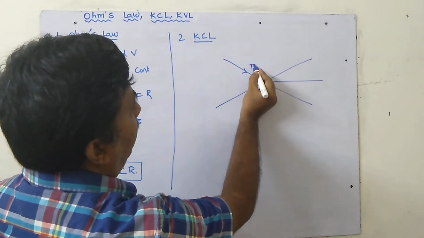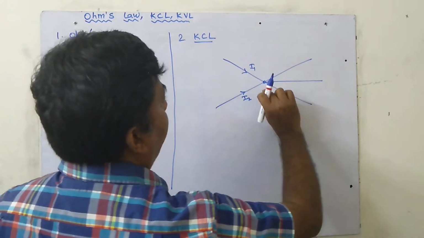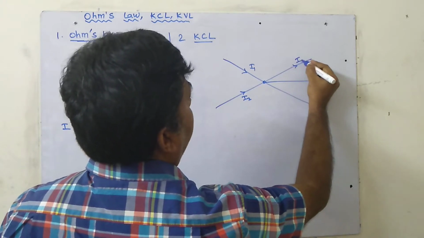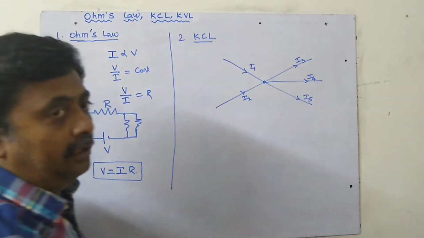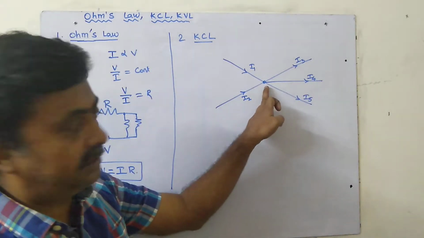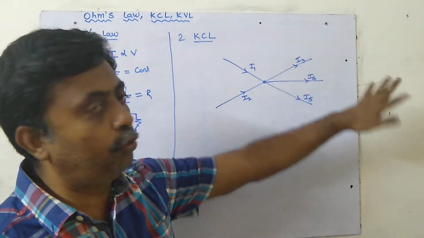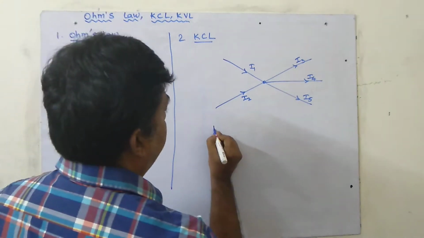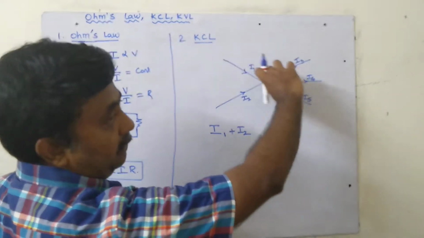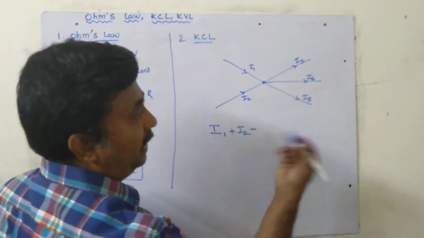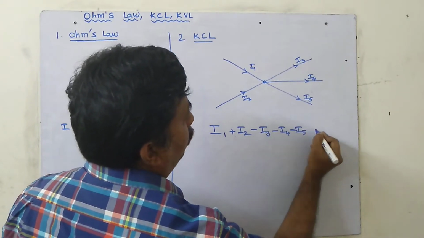The incoming currents here are I1 and I2. So here the current is coming inside. From this node, current is going outside: this is I3, this is I4, and this is I5. So 5 currents are there. What is meant by algebraic sum? If I take incoming current as positive, I have to take outgoing current as negative. So Kirchhoff's current law says I1 plus I2, because both are coming inside. Outgoing current I have taken as negative, that is called algebraic sum: minus I3, minus I4, minus I5, because all are going outside, equal to 0.